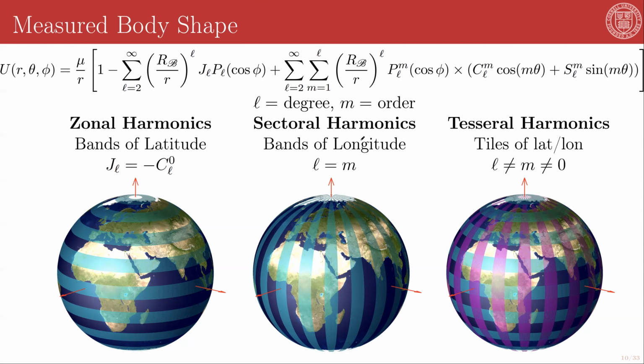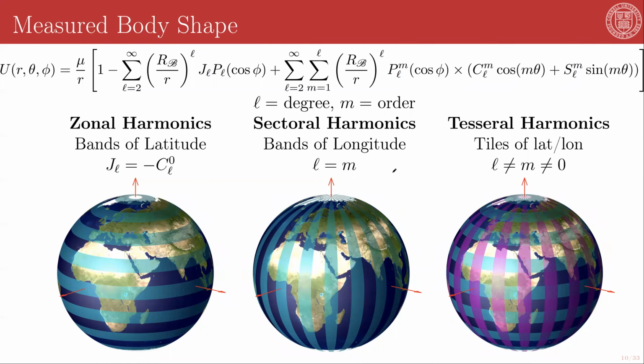These are bands of longitude, and these correspond to the subset of terms where L is exactly equal to M. And finally, everything else, all of the cases where L is not equal to M and neither one is equal to 0, these represent the tesseral harmonics. And these are tiles of latitude and longitude. And the higher the degree and order, the finer the gridding gets. And so as L goes to infinity, you can describe smaller and smaller features of the potential of your body.